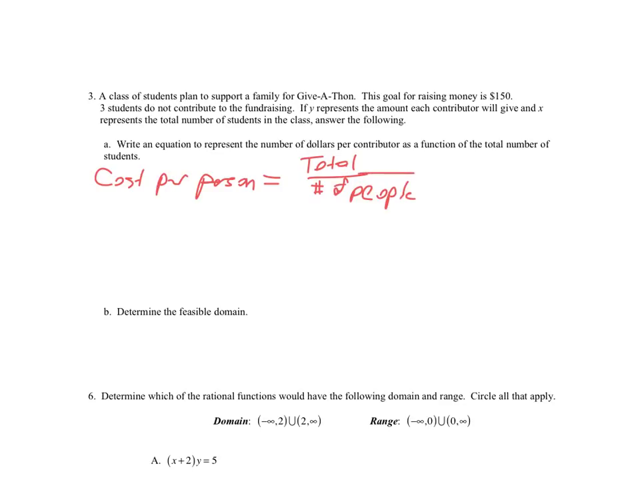So total divided by the number of people. We need to know how much the total is, $150 based on this context. And the number of people, well, there's X number of people, but 3 people do not want to contribute. So is that more or less people to add to it? Think about representing, how do we represent the number of people who are participating? That's going to be X, the number of people in the class, but 3 do not participate.